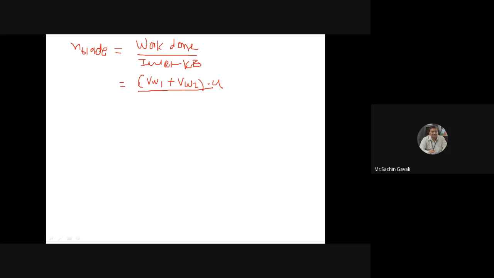What is kinetic energy at inlet? The steam is coming with velocity v1 from the jet. Therefore, its kinetic energy will be equal to 1 half m v1 square. Sorry, it should be multiplied by mass also. This m and this m will get cancelled, and therefore the blade efficiency formula will become what?